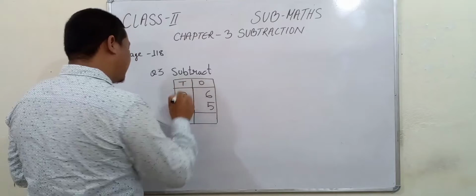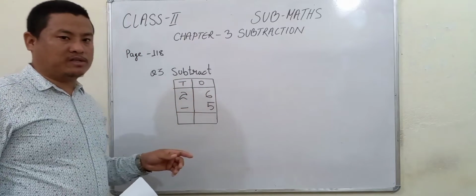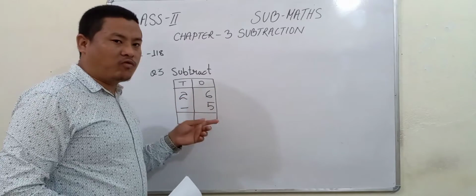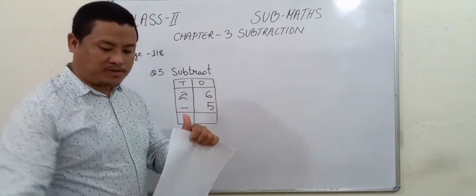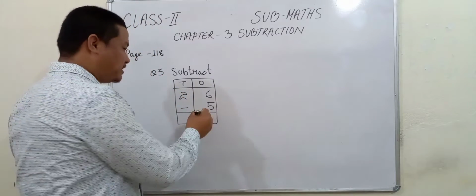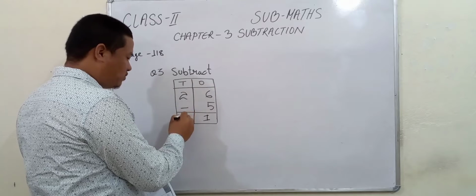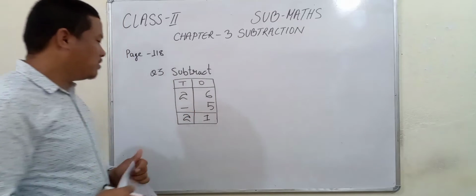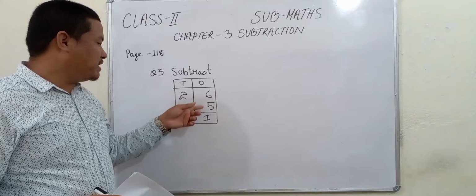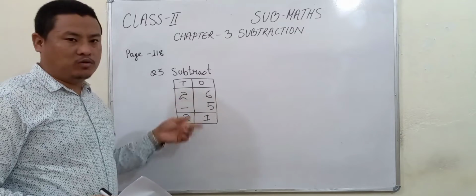Ones, tens. Okay. Now 6 minus 5, how much? From 6 you take out 5. From 6, if you take out 5, only 1 is the remainder. So 1 remains. Right here 1, and there is no number, so we'll put down 2. So 26 minus 5 is 21. 21 is the difference of these two numbers.